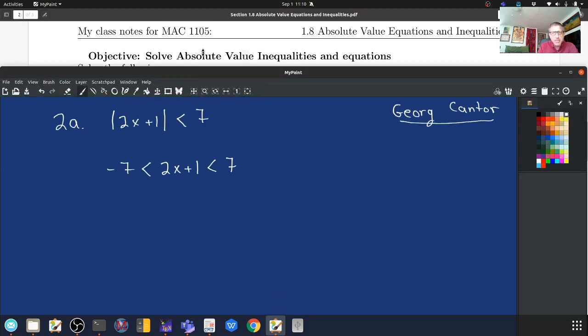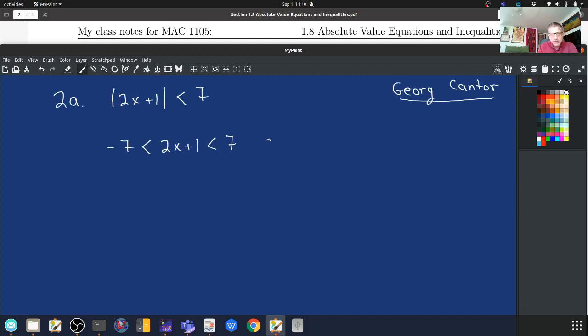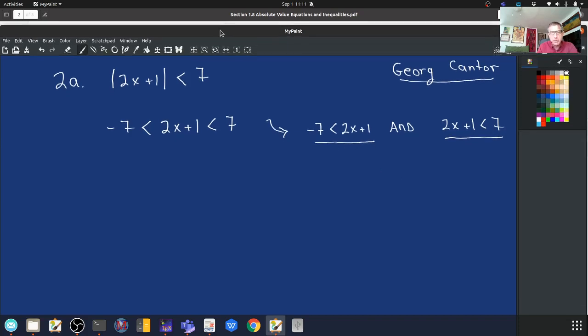So this is a compound inequality. So this literally means that our solution set is going to satisfy two inequalities. It's going to be the intersection. It satisfies the inequality minus 7 is less than 2x plus 1, and that denotes setwise intersection, 2x plus 1 is less than 7. Now you could find the solution interval for this and the solution interval for this, and then take their intersection. But thankfully, there's an easier way to do this.